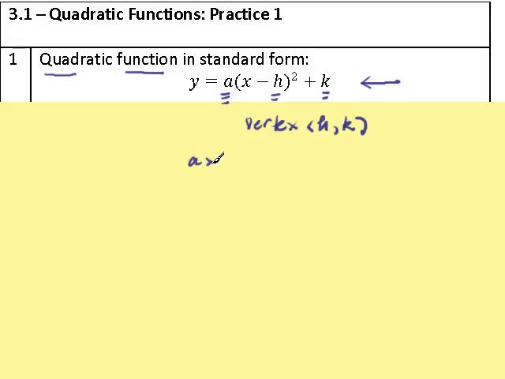If a is greater than 0, that means that the quadratic function, the graph, faces up. And a less than 0, negative, and the quadratic function faces down.